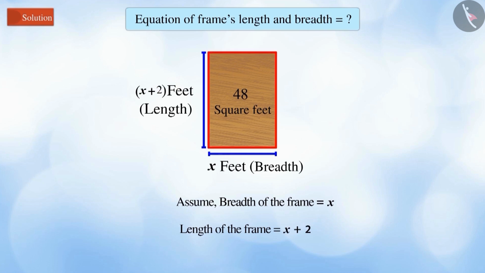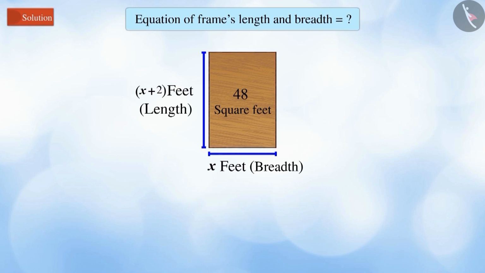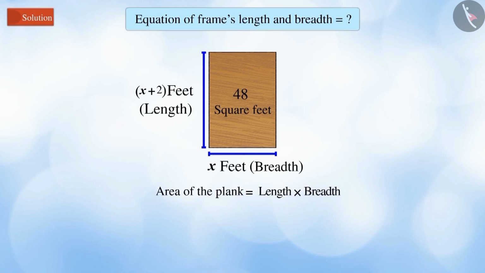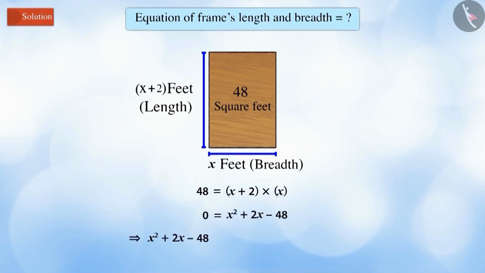We know that the wooden plank is rectangular. So, we use the formula for the area of a rectangle. It's given that the area of the rectangle is 48 square feet. Substituting all the values given above in the formula of the area, on solving, we get x raised to 2 plus 2x minus 48 is equal to 0. Using this equation, Rita can find out the length and breadth of the frame. Come on, let's look at one more example.